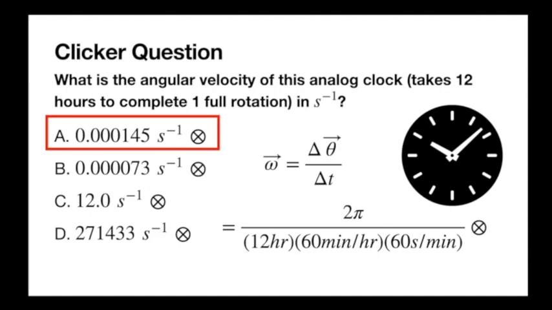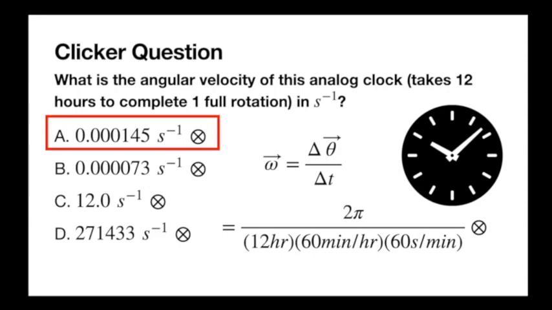But I asked for the units of my angular velocity to be inverse seconds, so I have to change the hours into seconds. 12 hours times 60 minutes per hour times 60 seconds per minute. And then finally, I asked for not just the angular speed, but the angular velocity.